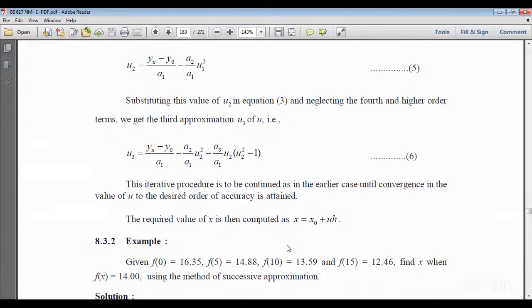That's why we are taking here x0 plus uh. We are taking here only.